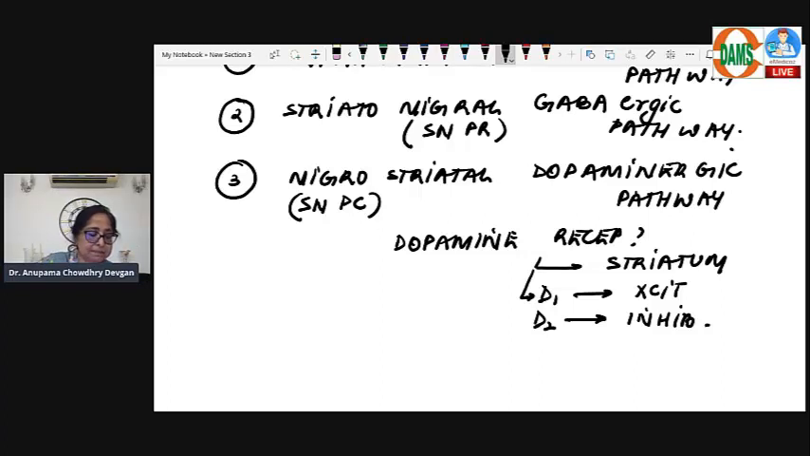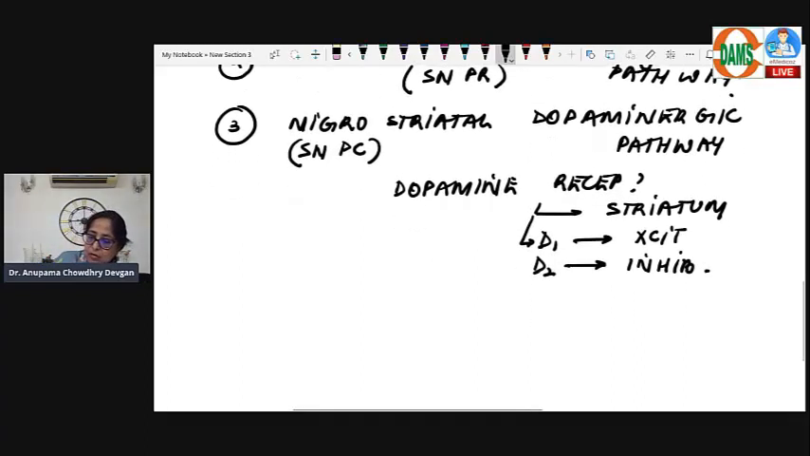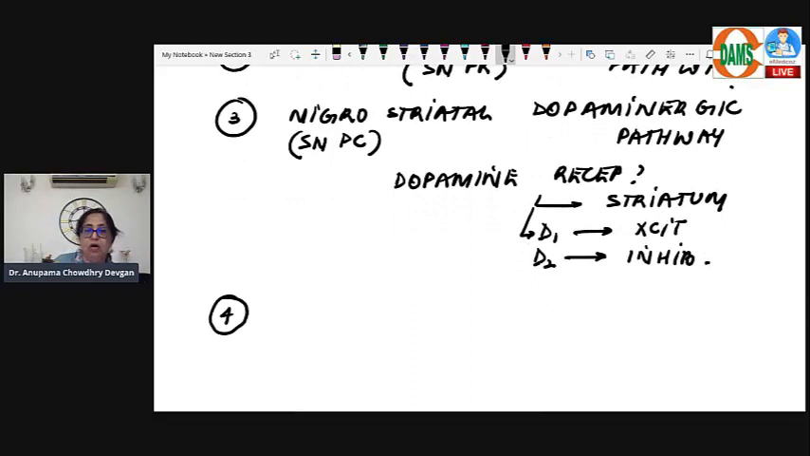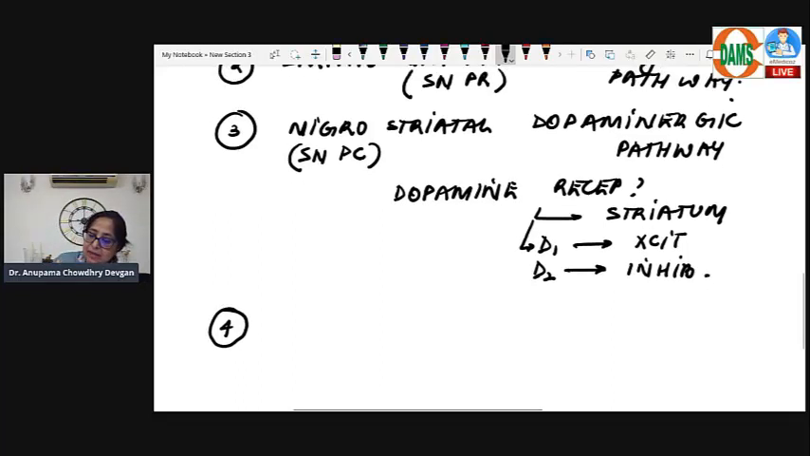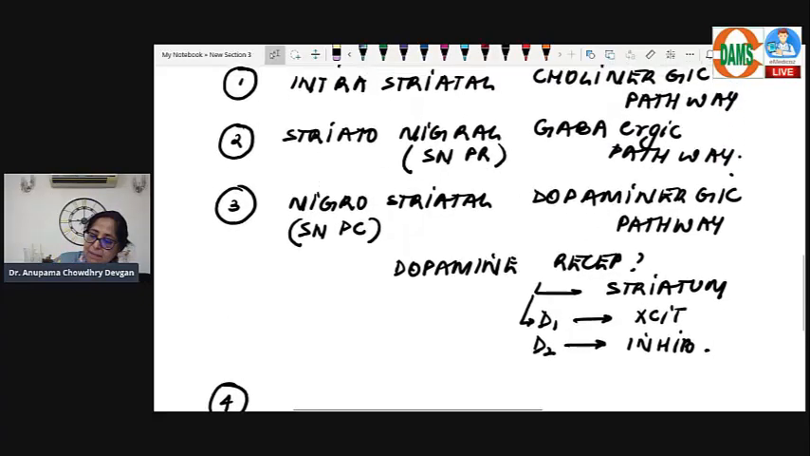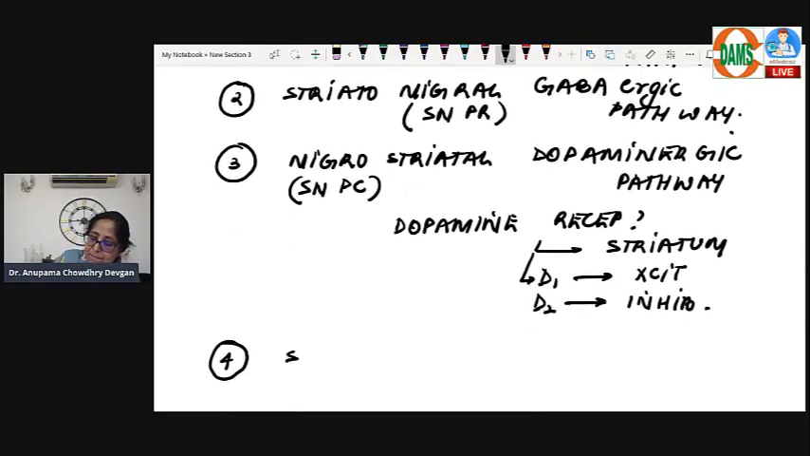Now, let's see this. The fourth pathway of the basal ganglia. This is the nigrostriatal dopaminergic pathway. Then the fourth pathway is what is known as striatopallidal.